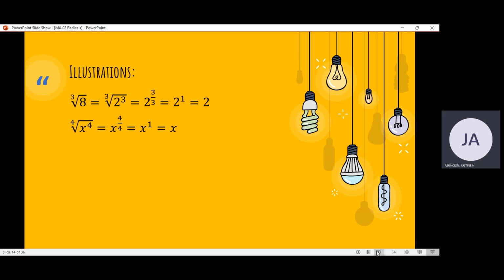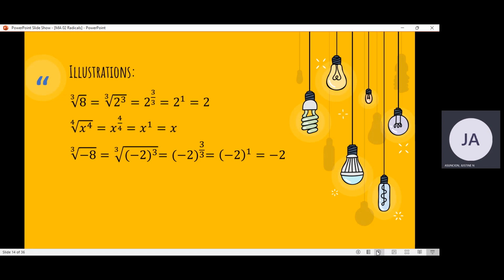Another example, the fourth root of x raised to 4. Again, we have the exponent 4 over the index 4, so the fourth root of x raised to 4 is simply x. Another example, we have the cube root of negative 8. Negative 8 can be expressed as negative 2 times negative 2 times negative 2, or simply negative 2 cubed. Applying the rule based on the definition, we have the quantity of negative 2 raised to 3 over 3, or simply negative 2.